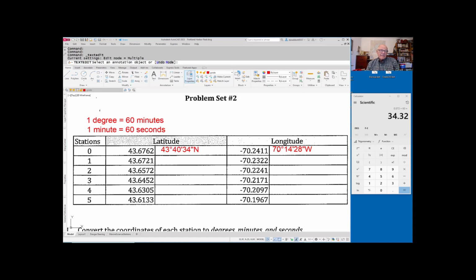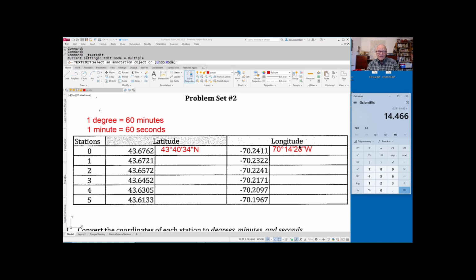Now let's do the calculation on this one. Come over here and say, all right, 70.2411, that's about a quarter of a degree. Quarter of 60 is about 15, so we should be getting a number close to 15. We come over here and we type in, let's clear that first, 0.2411. We multiply that times 60 minutes per degree, 14.46. We're going to write down the 14.